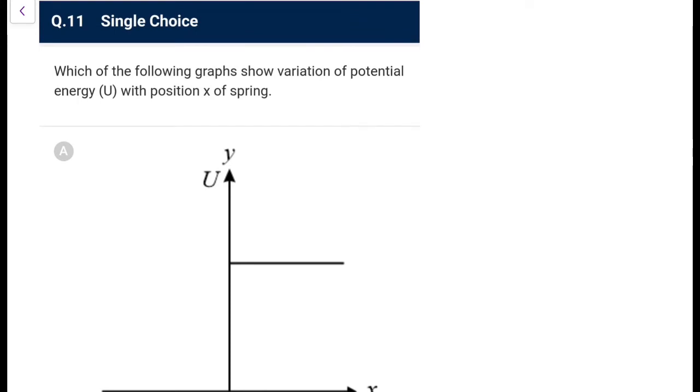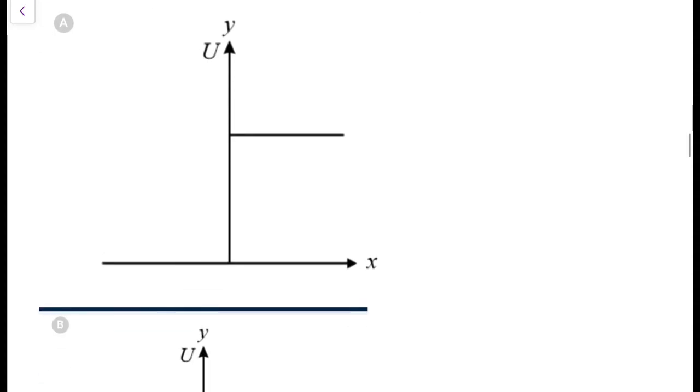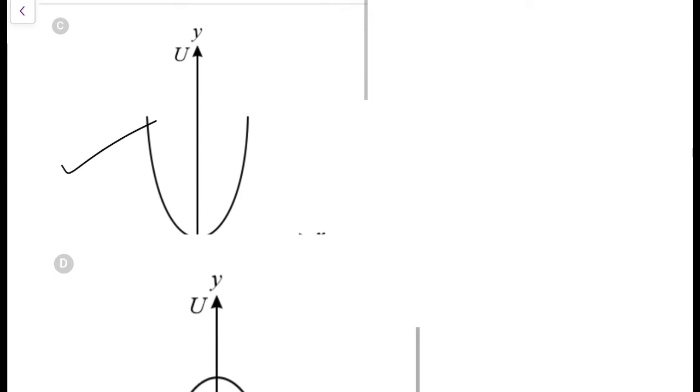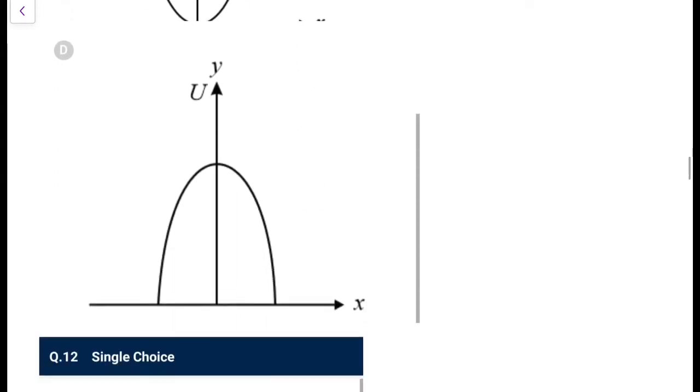Which of the following graphs show variation of potential energy with position x of the spring? You know that curve is like this. U is half kx square, so it's a parabolic thing. Or if you have u naught, it will be shifted upward, something like that. But the shape would be like this, not like this. Okay, so only the C option. And the question was very big to be fit in a single screenshot.